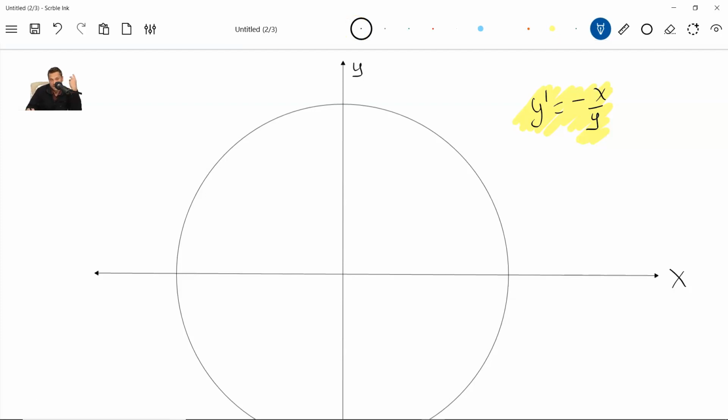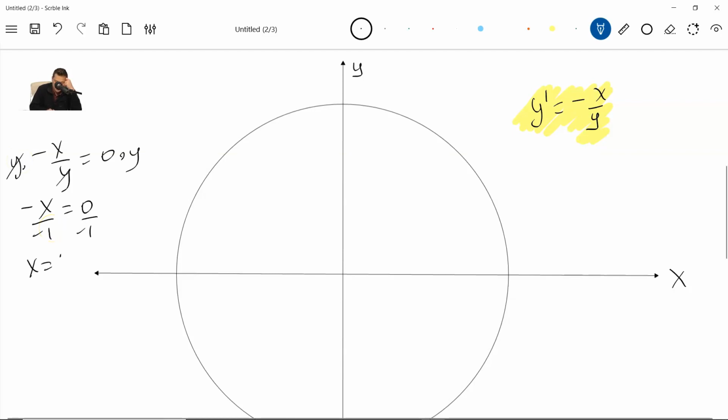To find where the derivative is equal to 0, you set it equal to 0. That's what it means. I'm going to write negative x over y, the expression that represents the derivative, set equal to 0. Okay, multiply both sides by y, that cancels, I have negative x equals 0, divide through by negative 1, so x equals 0. So at the value of x equals 0, the derivative, as you can see, is 0.